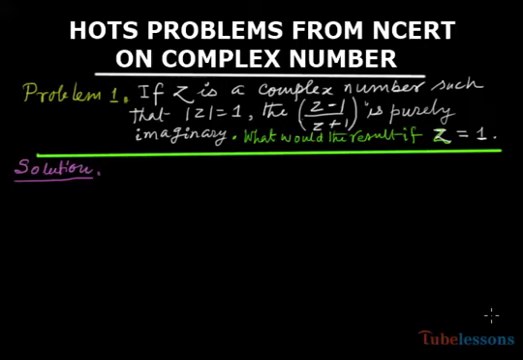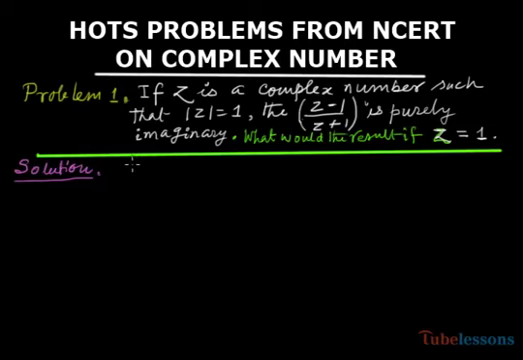Hello viewers, in this video we are going to discuss the HOTS problems from NCERT on complex numbers. First problem is, if z is a complex number such that mod z is equal to 1, then (z minus 1) by (z plus 1) is purely imaginary.